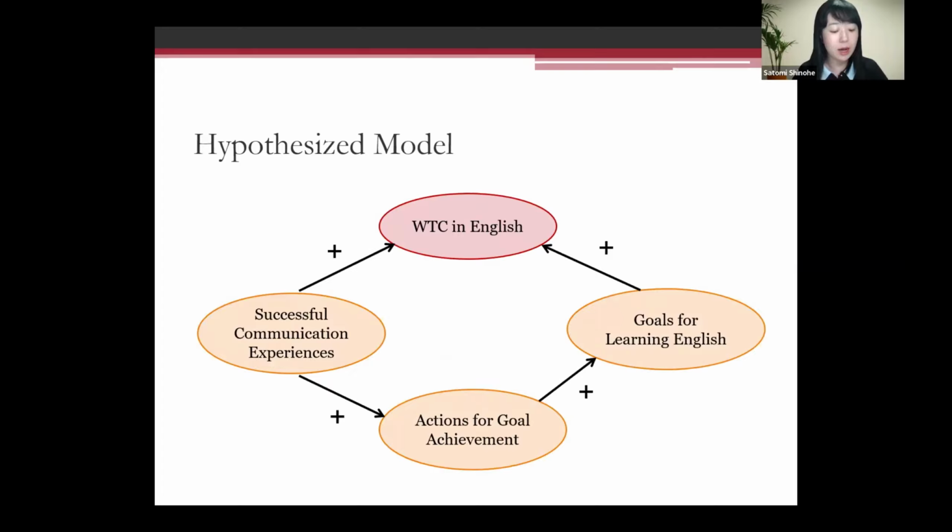This slide shows the hypothesized model. I expected that successful communication experiences would positively influence WTC. I also expected goals for learning English to positively influence WTC. In addition, successful experiences were expected to promote learners' actions toward goal achievement. Finally, those actions were expected to contribute to stronger learning goals. Overall, all the paths were hypothesized to be positive.